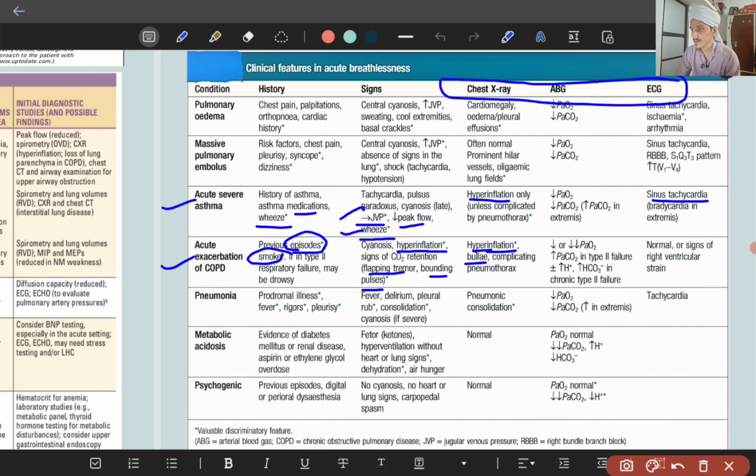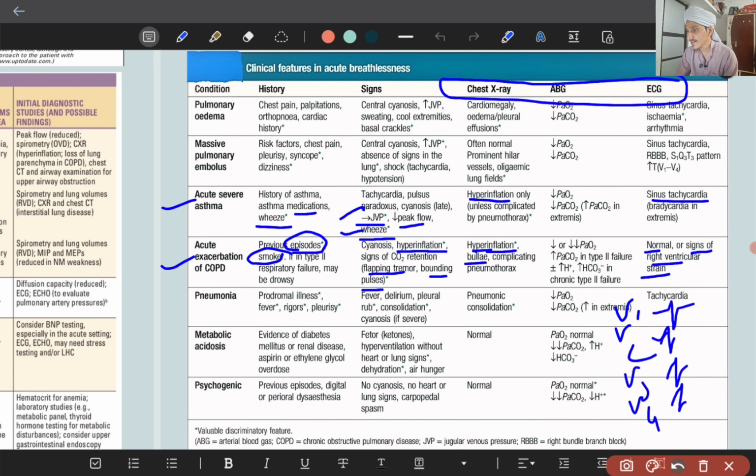And on ECG, it can be normal, or there can be signs of right ventricular strain. What is right ventricular strain in V1 and V2? In V1 and V2, normally the R wave is small and the S wave is large. In V2, the R wave will go on increasing and the S wave will go on decreasing. In V3, it will become biphasic. In V4, the S wave will decrease like that.